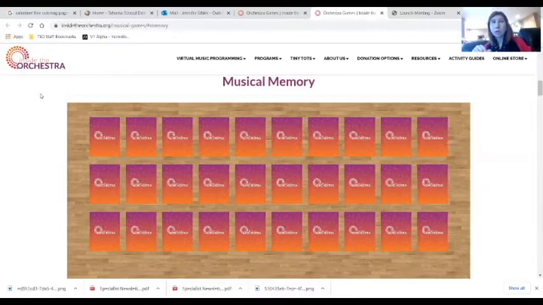And if you go to the Game Central area, you're going to see a picture that looks like this cool little circle thing over here. And it'll take you directly to this, and you can find the musical memory game. But I just wanted to play it with you today and show you how it goes, because it's really fun. And it gives you a chance to see lots of different instruments that maybe you wouldn't see on a normal basis.